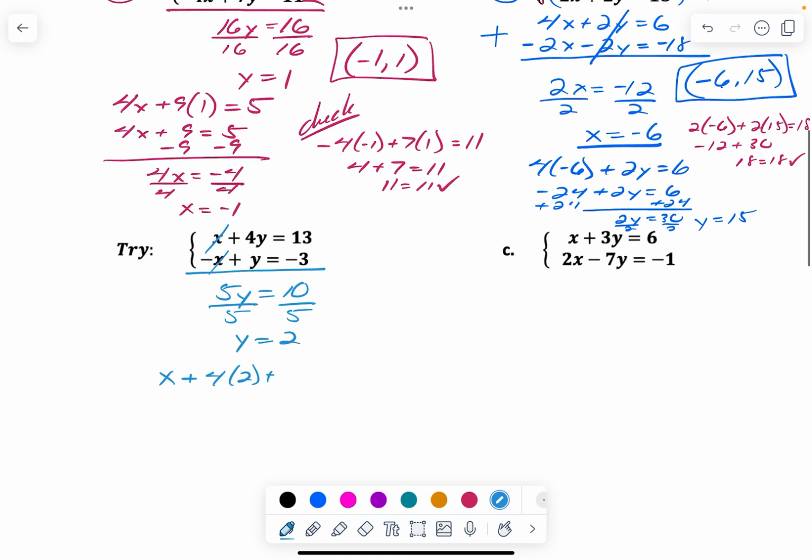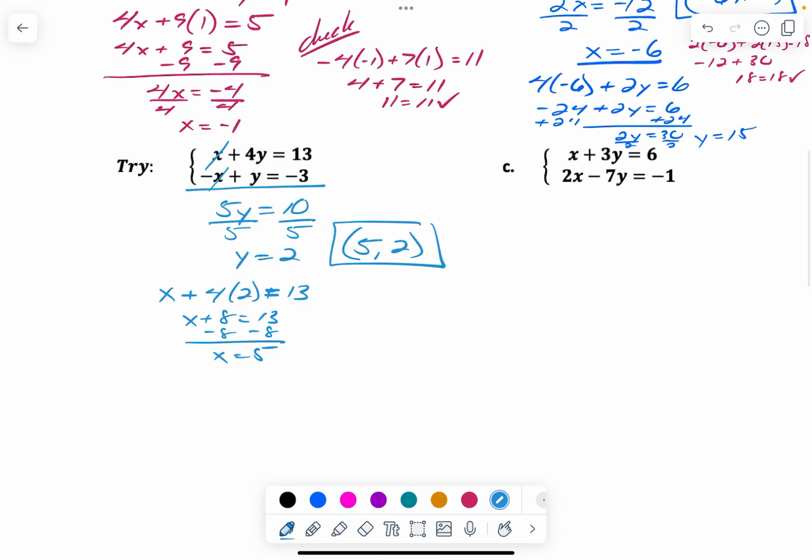So x plus 8 equals 13, minus 8, minus 8. X equals 5. So (5, 2) is my answer. To check it, you would check with this other equation. So the opposite of 5 plus 2 equals negative 3. Negative 5 plus 2 equals negative 3. Check.